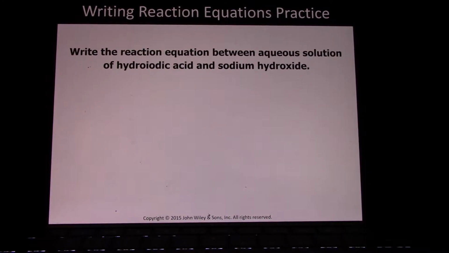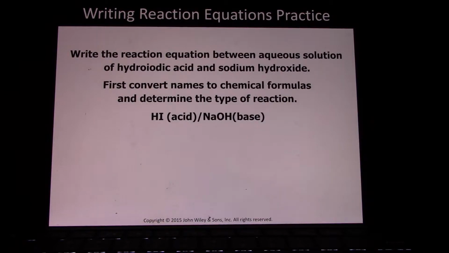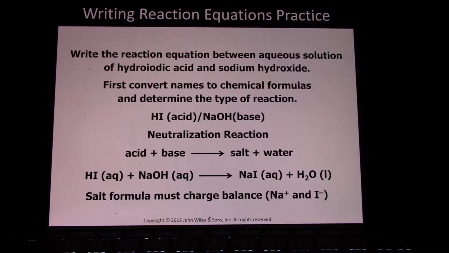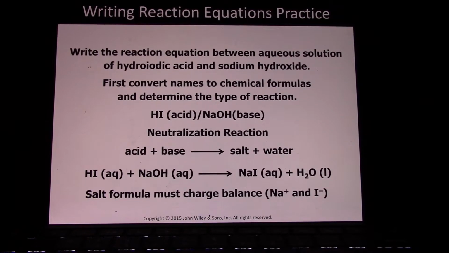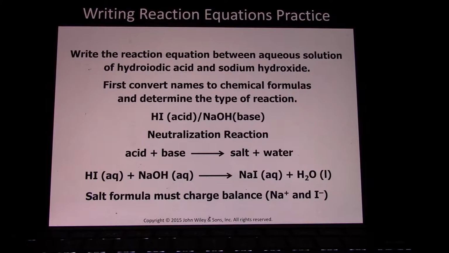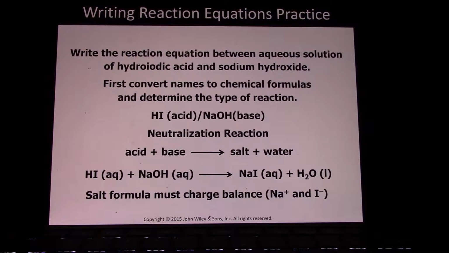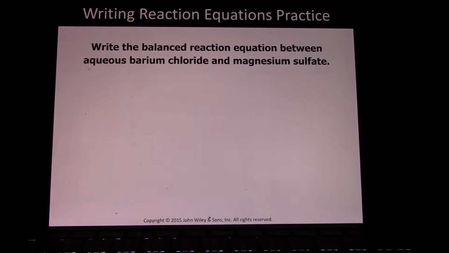So write the reaction between an aqueous solution of hydroiodic acid and sodium hydroxide. Well, we have hydroiodic acid reacts with sodium hydroxide to form sodium iodide, which is soluble in liquid water. And that is a precipitate, and therefore this is a double displacement reaction.